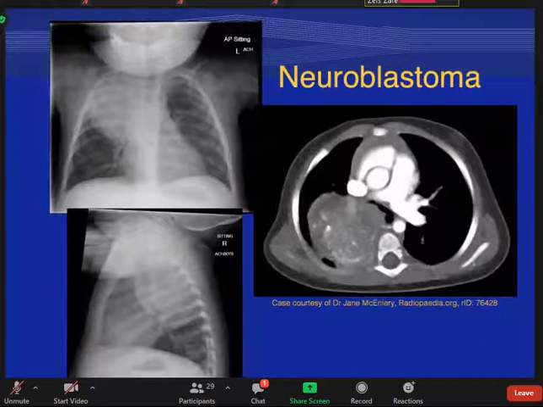Next, this AP radiograph in a 10-month-old female shows a large right posterior mediastinal mass with a well-defined inferior margin. The mass effect is exerted on the trachea and the right main bronchus. CT confirms the findings of a right posterior mediastinal mass with soft tissue density, and note the internal calcifications.